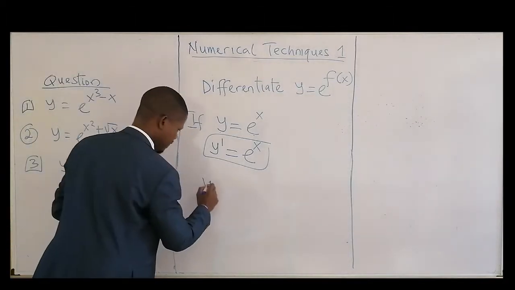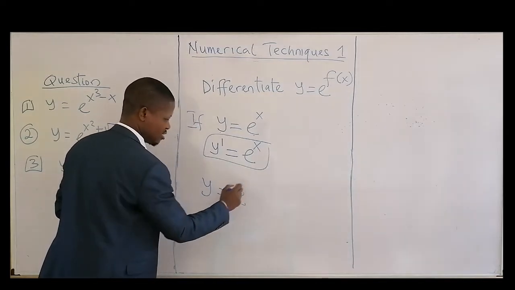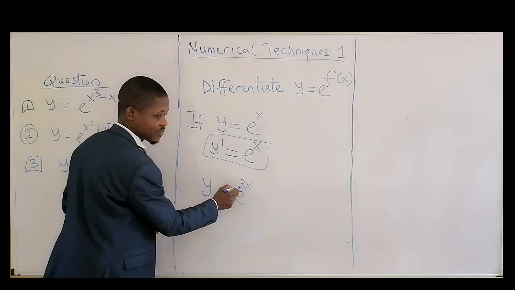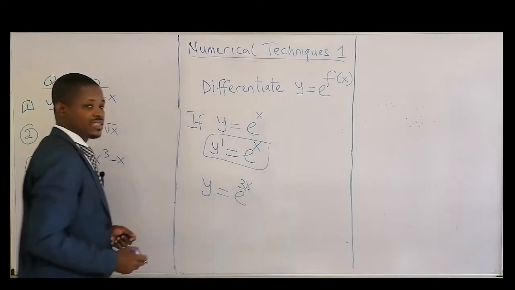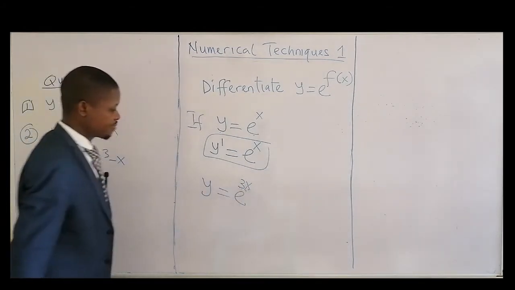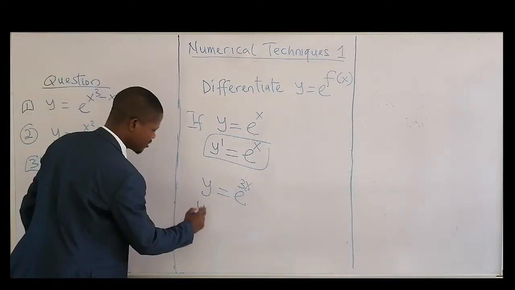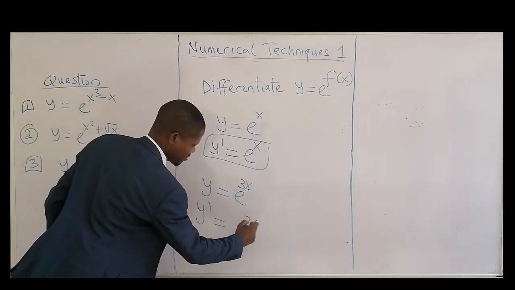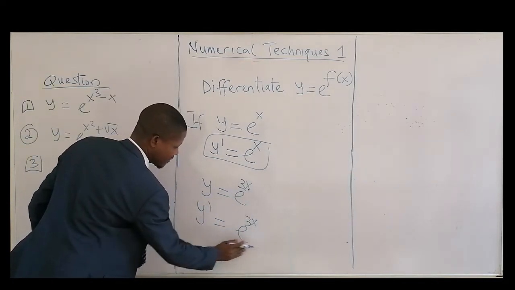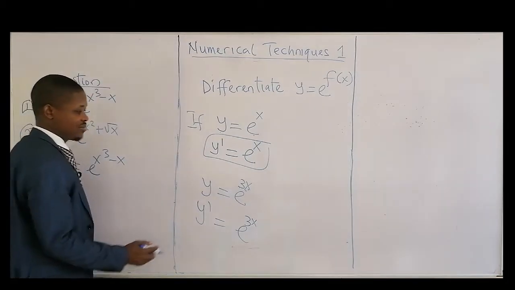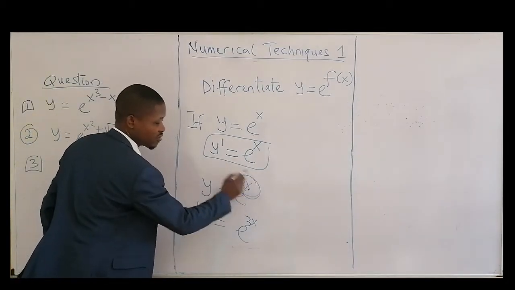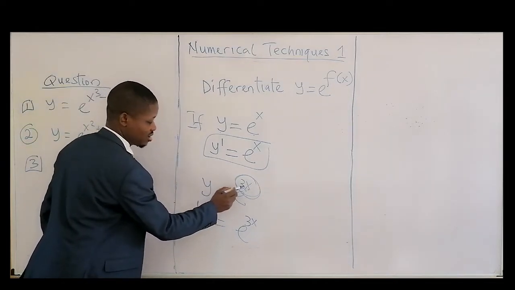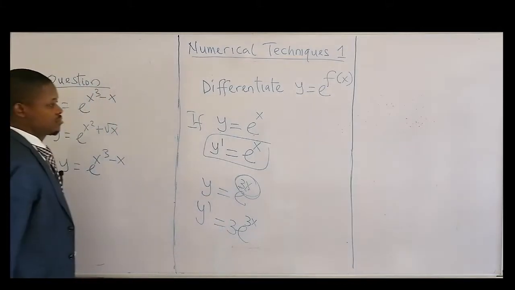But if there is an attachment to the exponent, a constant attached to that variable, the differential coefficient of the exponential function will be equal to the function itself, times the derivative of the power. The derivative of 3x is what? It is 3. So times 3.